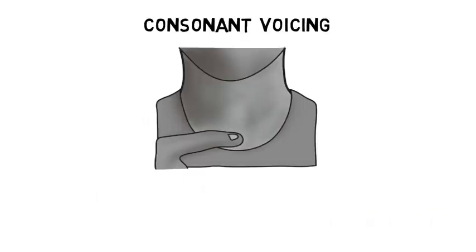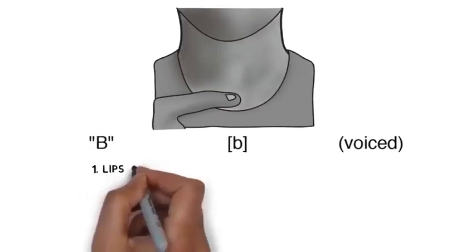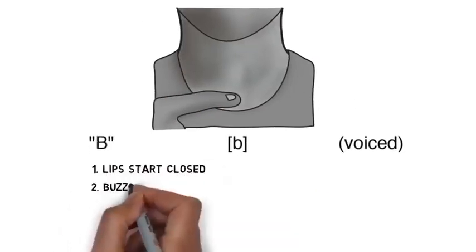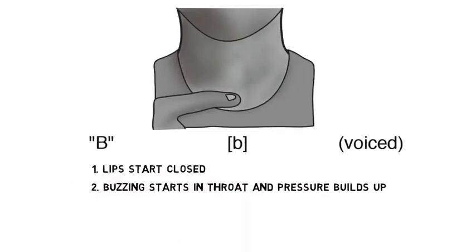When you move on to consonants like B or D, consonants that only last for an instant, this gets a little more complex and honestly a little more interesting. So place your hand on your throat again and say B. When you do this, a few things happen in a very particular order. First, your lips are going to be closed. Then you start to feel buzzing in your throat and air is going to build up behind your lips. And then your lips will pop open. And you hear your B. The thing that makes a B a voiced consonant is the fact that the buzzing that happens goes on before your lips pop open.